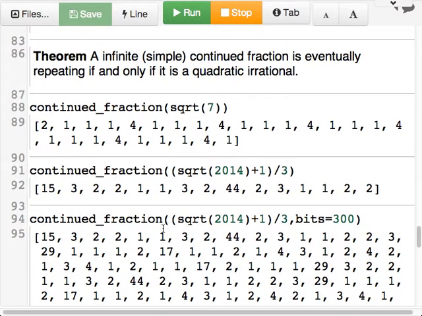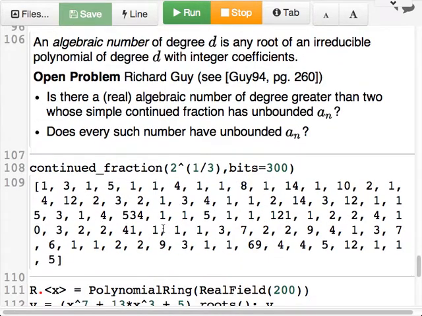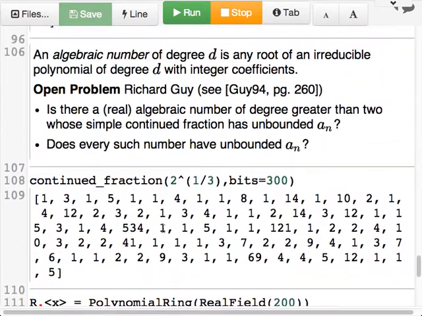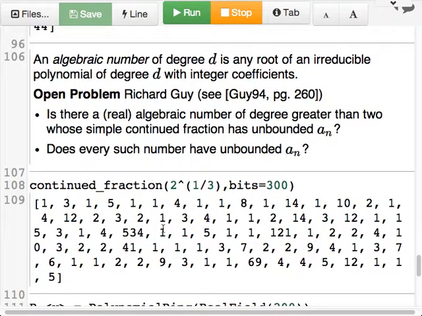And now let me tell you an unsolved problem. If you take a number like the cube root of 2, take that real number, or any root of any polynomial of degree greater than 2 that's irreducible, and consider its continued fraction, there's a unique way of getting a continued fraction associated to a number.